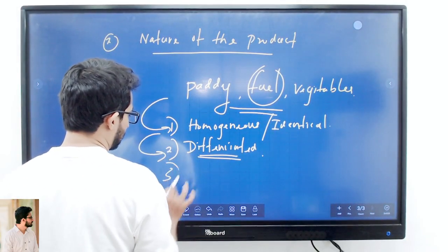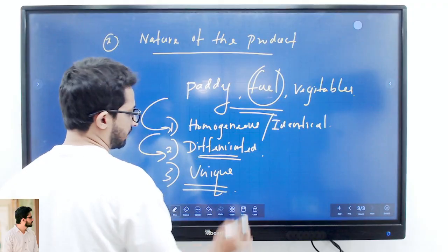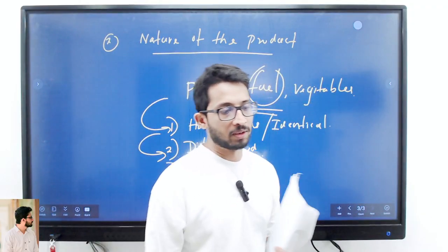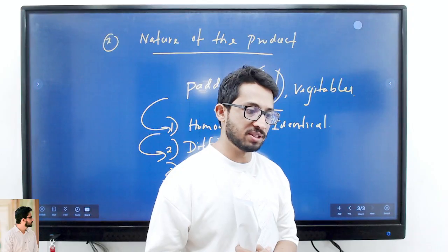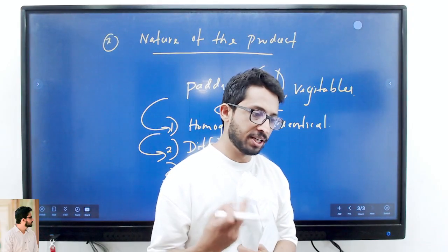There's another one. The third one is unique. A product can be unique as well. Unique means no close substitutes, no close substitutes at all. Best examples, railway, electricity. Railway, right? Only one firm there providing a unique service.